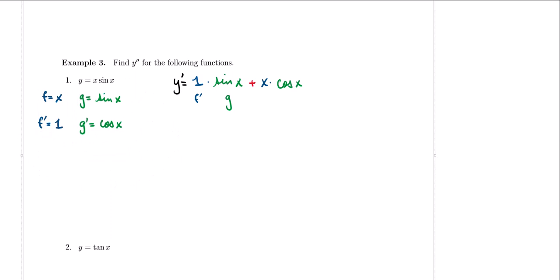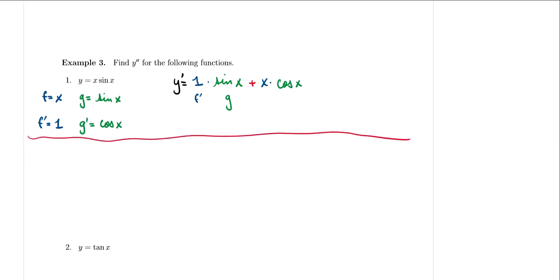Okay, so I'm going to give myself a little bit of room here. Now what about the second derivative? Now because we're finding the second derivative here, we have to identify a new f and a new g. All right, so going back to the first derivative, I'm just going to clean it up a little bit more.